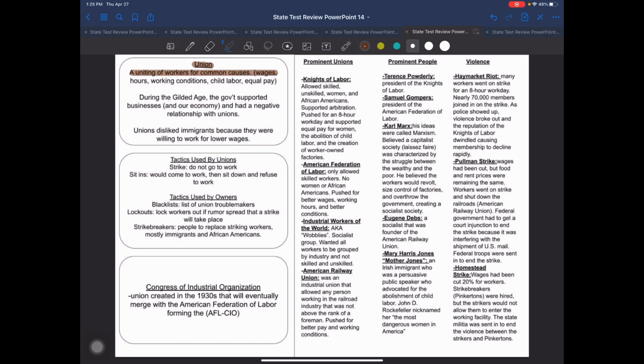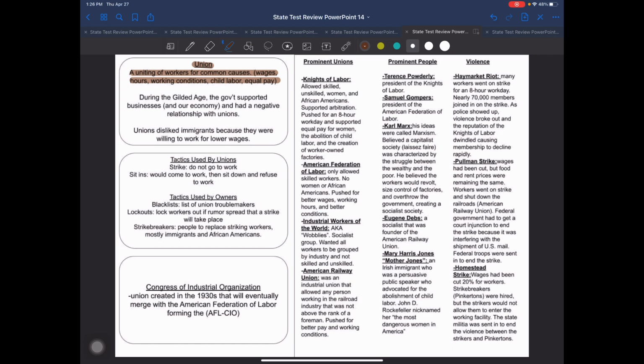And this is where workers come together to fight for a common cause. And the biggest issues that workers had during the Gilded Age were low wages, long hours, and unsafe and hazardous working conditions. Some unions are going to address child labor and equal pay, especially for women.